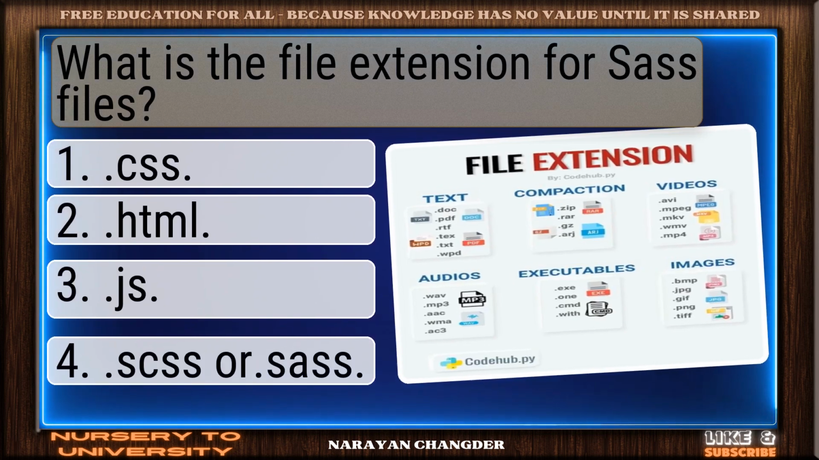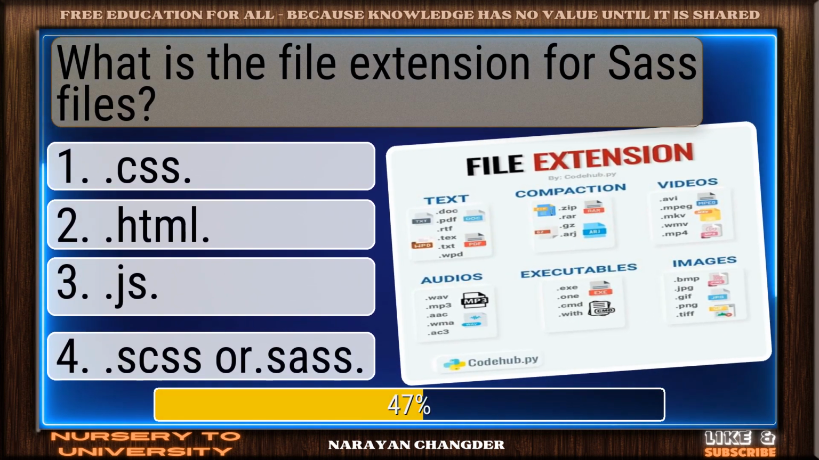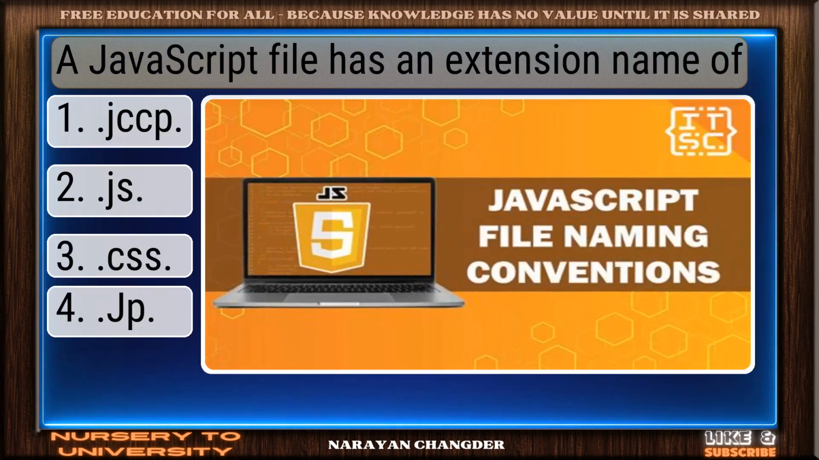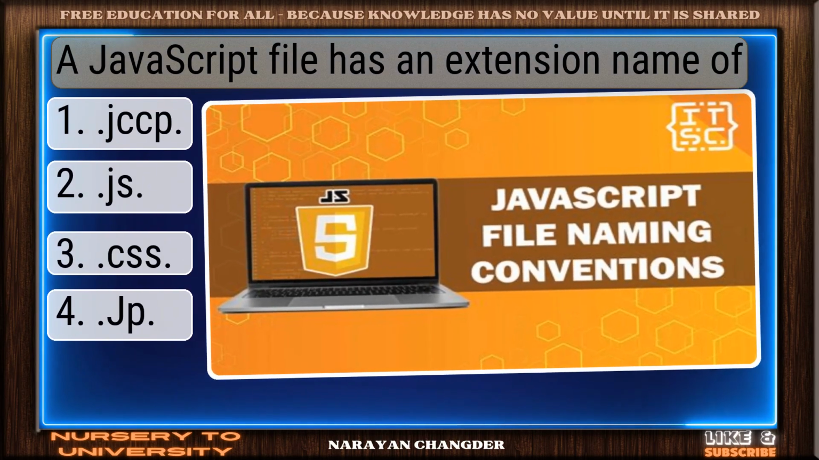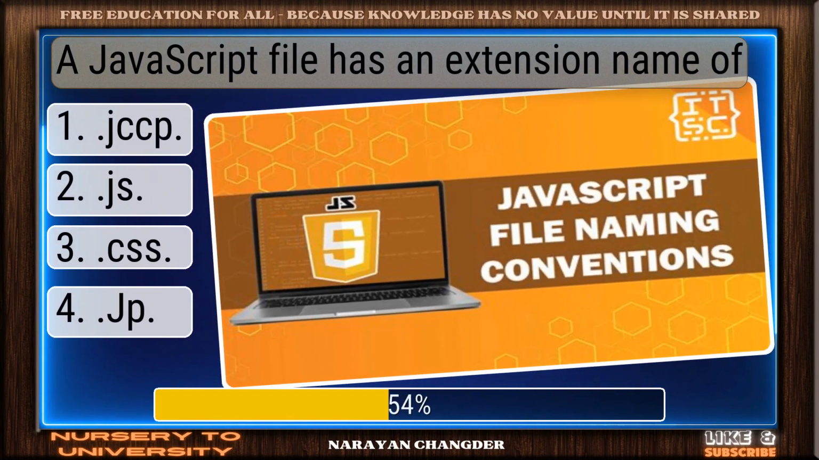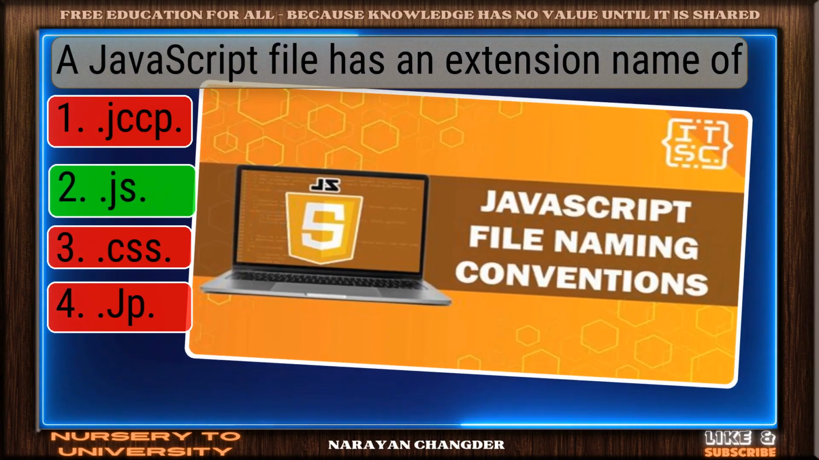Question number 29. What is the file extension for Sass files? Bravo, .scss or .sass is the answer. Question number 30. A JavaScript file has an extension name of. Smart move. JS is an accurate answer.